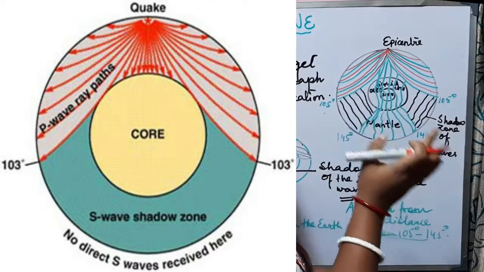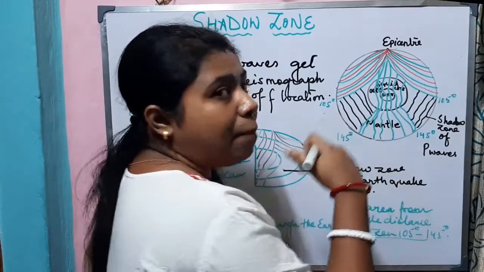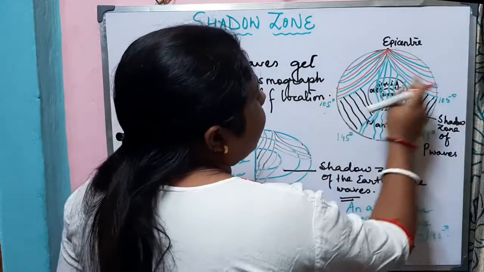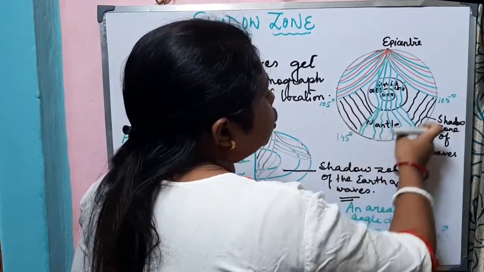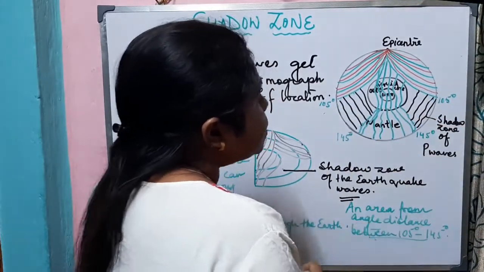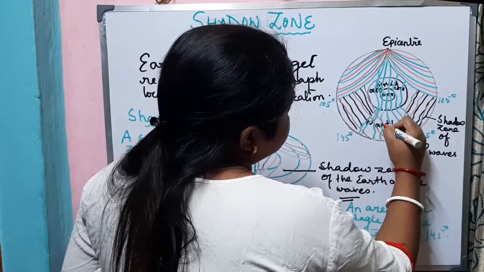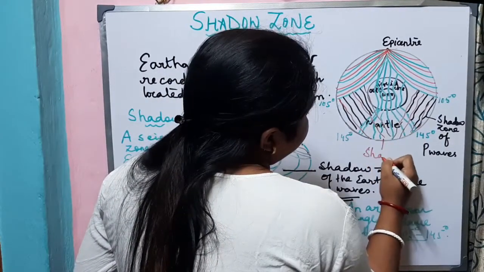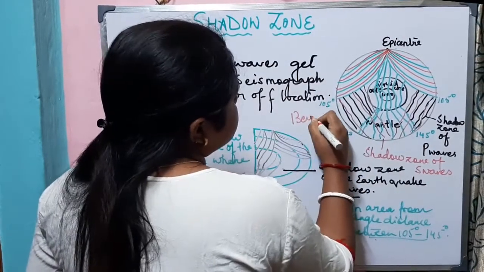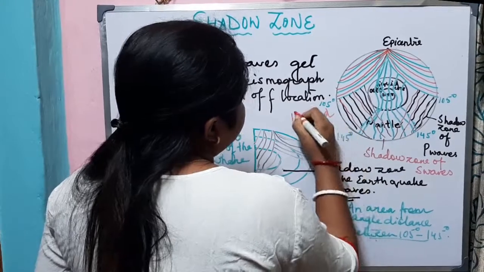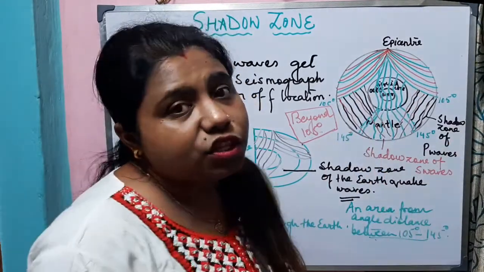Here the S waves have reflected back to the surface, and here the P waves have refracted. So refraction and reflection. Refraction means bending, reflection means to bounce off. So here the S waves have reflected, and beyond 105 degree we cannot record the S waves. That means S waves are not found after 105 degree. So this whole portion is the shadow zone of S waves, that is, beyond 105 degree we cannot detect movement of S waves. So this represents the shadow zone of P waves and the shadow zone of S waves.